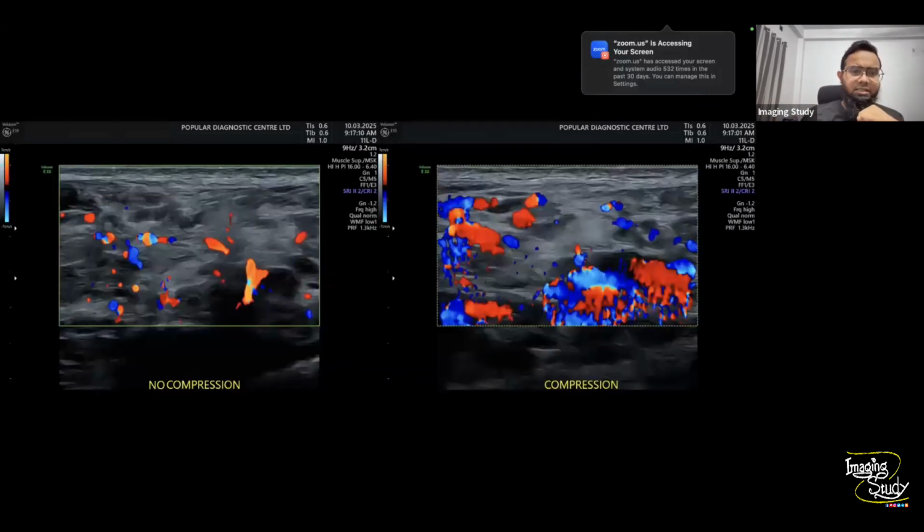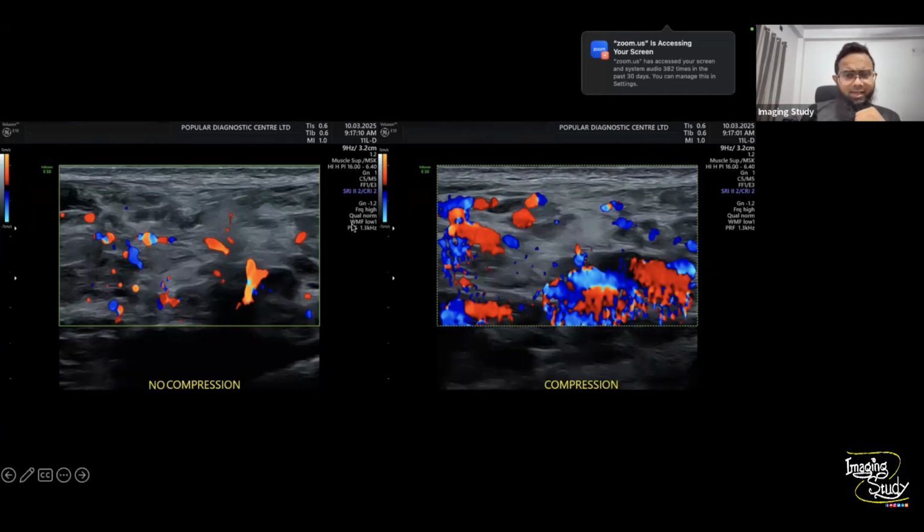So here's the picture. Now you can see on the left side, during no compression, you are seeing only the arterial structures, which were pulsating. We have seen that before. And now during compression, the venous channels are also showing flow. So these are non-spontaneous flow. That's why when you are compressing, they're showing the flow.